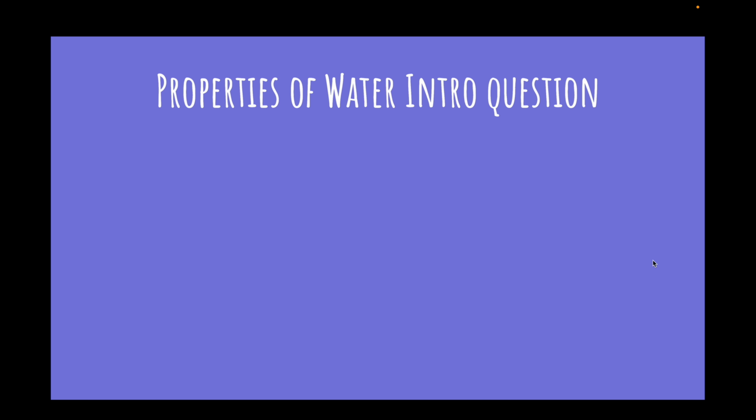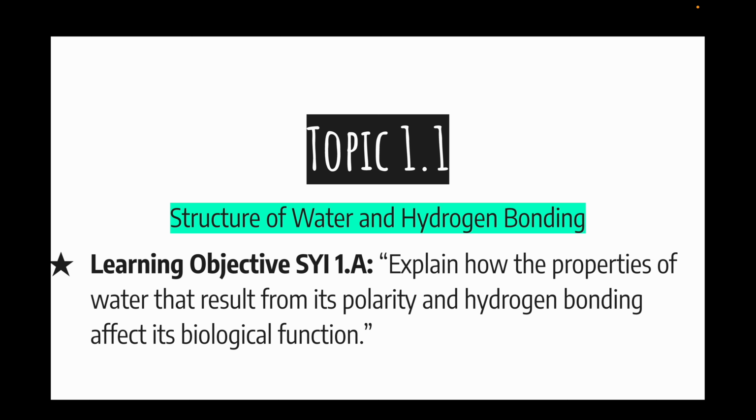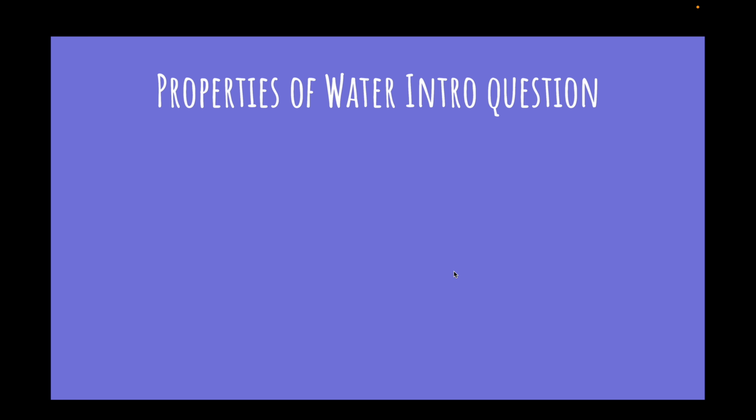The partial positive being on the hydrogen and the partial negative being on the oxygen. So oxygen is electronegative and hydrogen is electropositive.